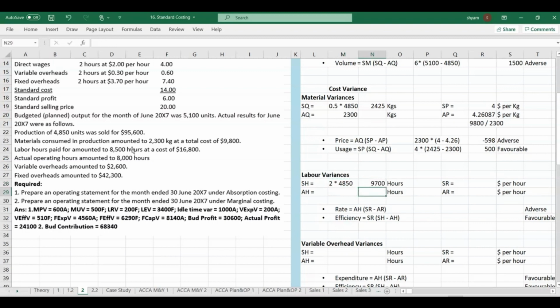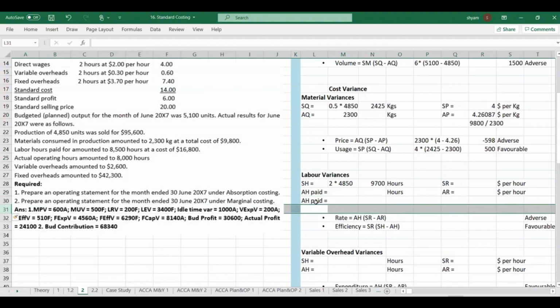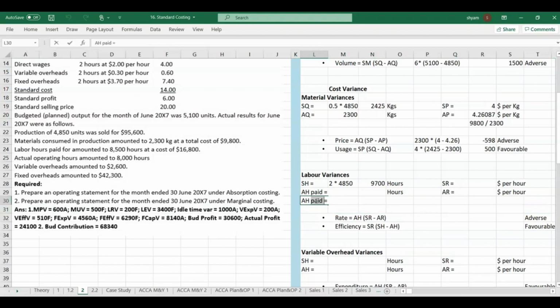Okay, what is the actual hours? Actual hours, I think he has told it here. So there are 2 actual hours. That is going to confuse us. See, the first one is actual hours paid, and there's also going to be one more number which is called actual hours worked.